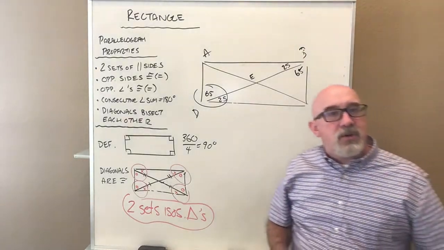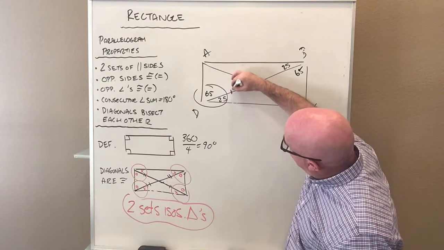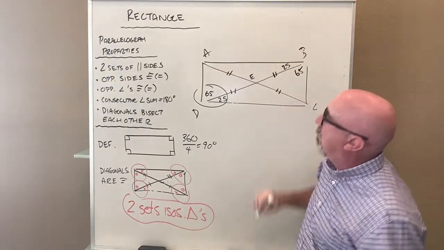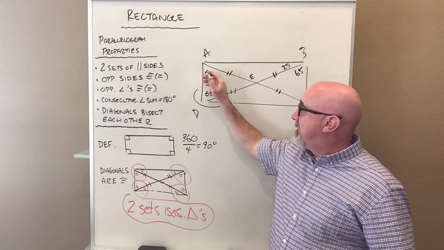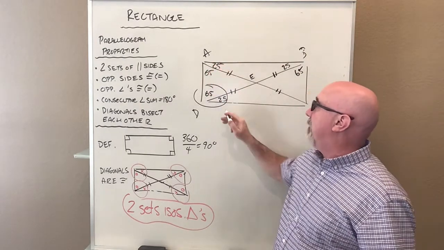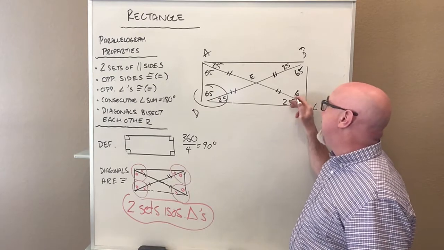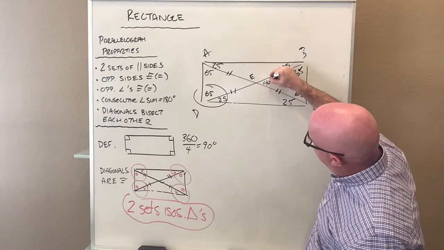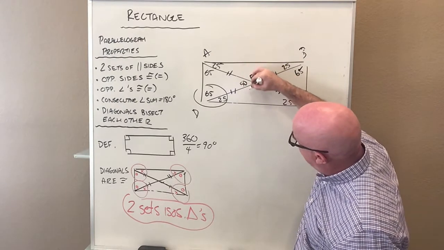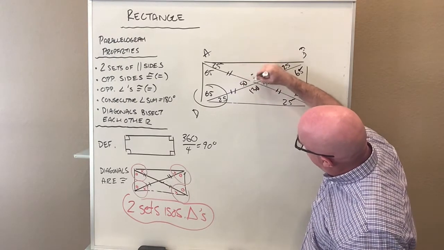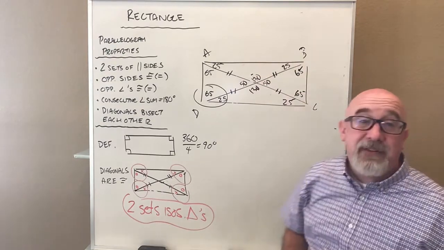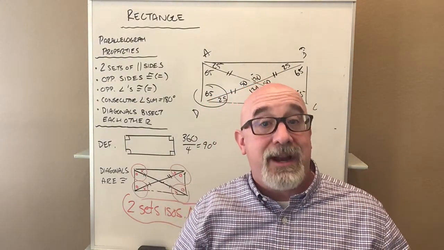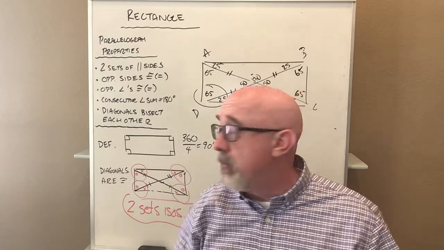I can also talk about the diagonals bisecting each other and being congruent, which makes all four of those the same. That makes this 65, this 25, this 25, this 65. This is 130, which leaves me with 50 here and 50 here, making this 130 and this 130. I found every angle from one angle. You've got to know that kind of stuff and be able to get around in there.